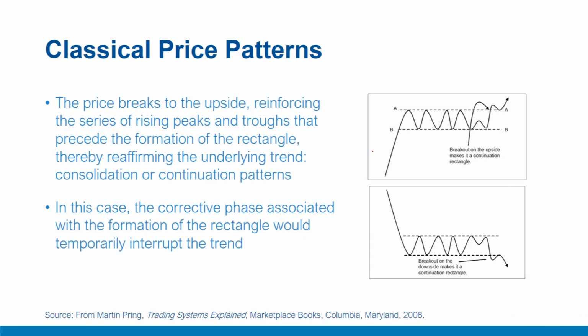Notice in the diagram here the price breaks to the upside, reinforcing the series of rising peaks and troughs that precede the formation of a rectangle. So after this rectangle there is a breakout to the upside, thereby resuming the underlying trend. In this case, the corrective phase associated with the formation of the rectangle would temporarily interrupt the bull market. So there is a temporary interruption. Such formations are referred to as consolidation or continuation patterns. So there's a continuation of the earlier trend before that transitionary phase.